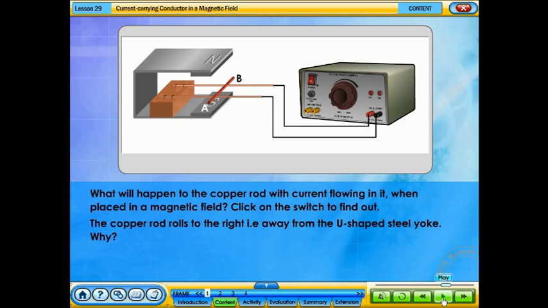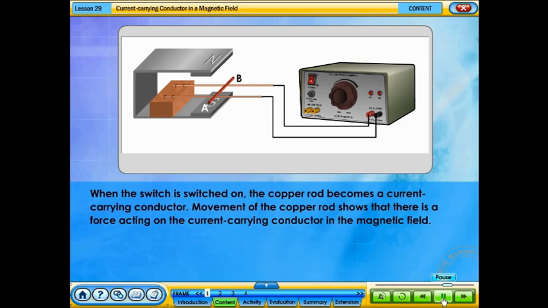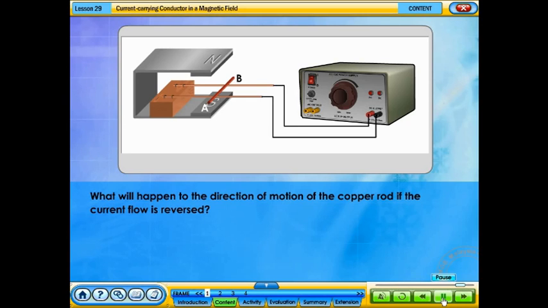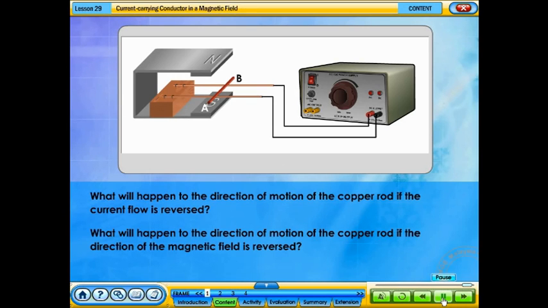Why? When the switch is switched on, the copper rod becomes a current-carrying conductor. Movement of the copper rod shows that there is a force acting on the current-carrying conductor in the magnetic field. What will happen to the direction of motion of the copper rod if the current flow is reversed? What will happen to the direction of motion of the copper rod if the direction of the magnetic field is reversed?